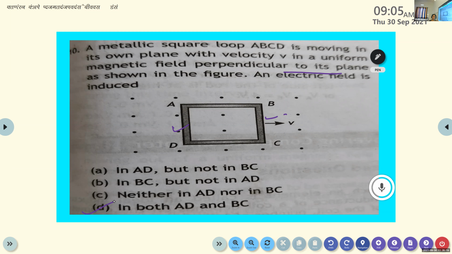We know that a metallic square loop consists of free electrons. Whenever this metallic square loop moves in a uniform magnetic field, the magnetic flux associated with it changes, and an EMF will be induced here. This induced EMF will generate an electric field. So the electric field is induced not only in AD, but also in BC. The correct option is both AD and BC.